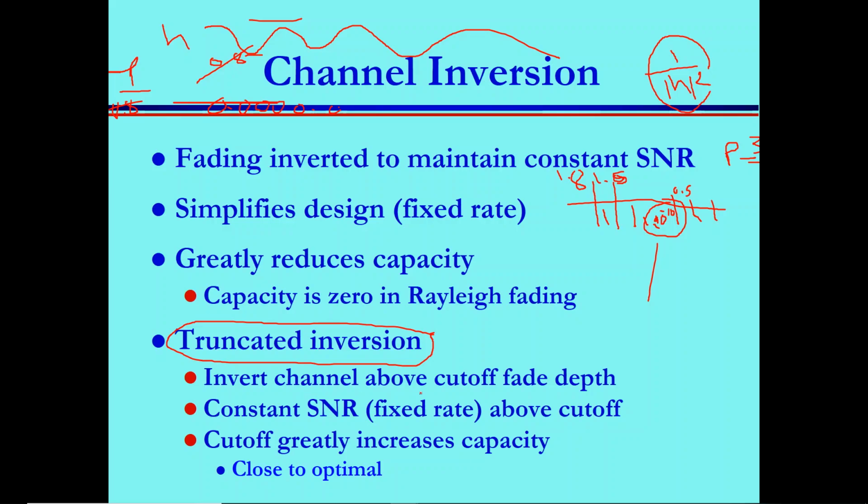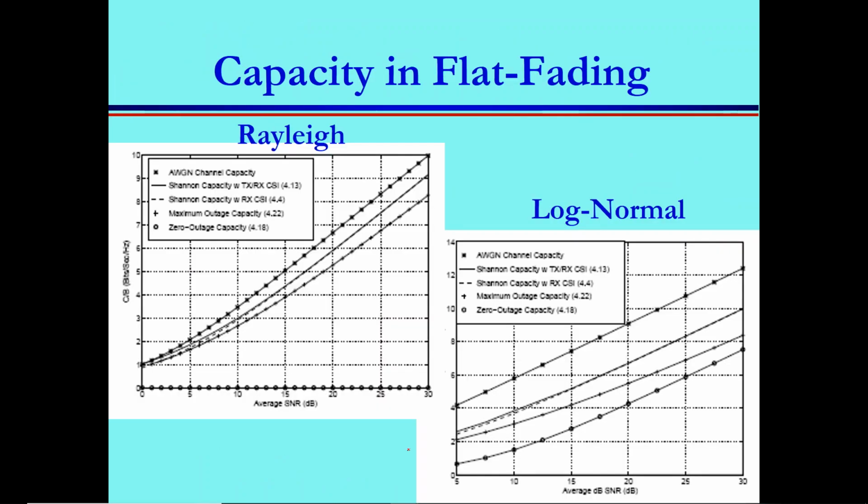So in this case, invert the channel above the cutoff fade depth. This is the thing I was talking about. Cutoff fade depth, like this, 10 to the minus 10. Constant signal to noise ratio, fixed rate above cutoff. The cutoff greatly increases capacity, and this is close to optimal somehow. You cannot do much better than this.